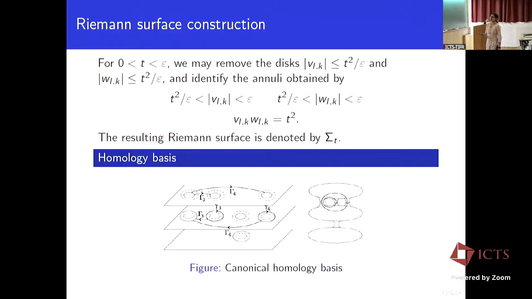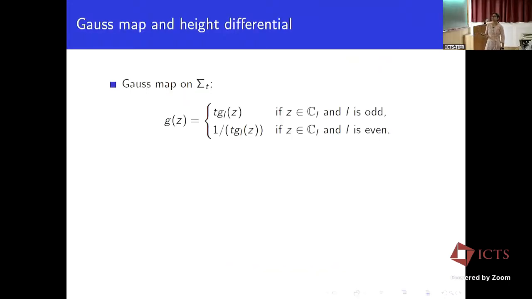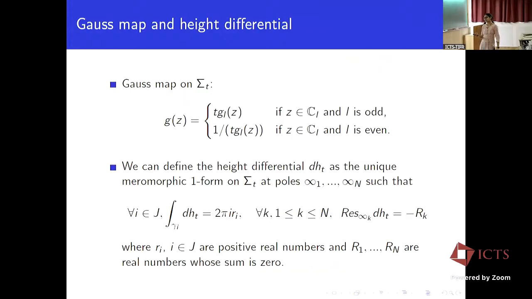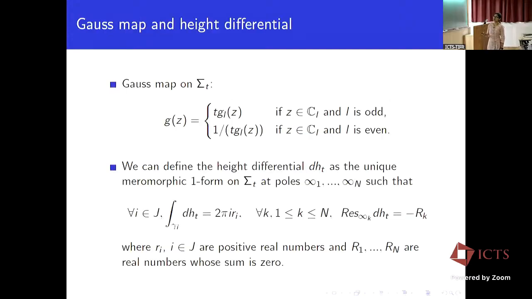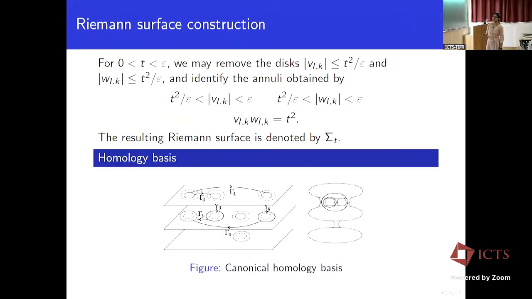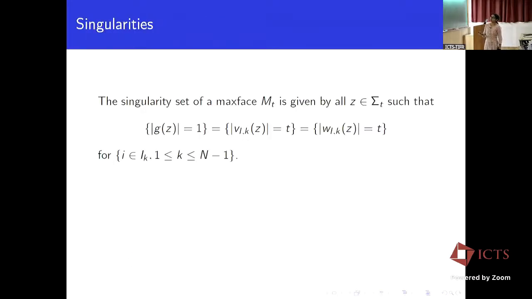And this is the canonical homology basis. It contains only the curves in the necks and the curves going from one copy of the complex plane to another copy. Then we define the Gauss map and the height differential, and we solve the period problem. In this way, we get a family of Maxfaces. This family comes from t: if you change the size of the disk you removed, you will get a new Riemann surface. The singularity set of this Maxface turns out to be the points where the modulus of g(z) is 1.